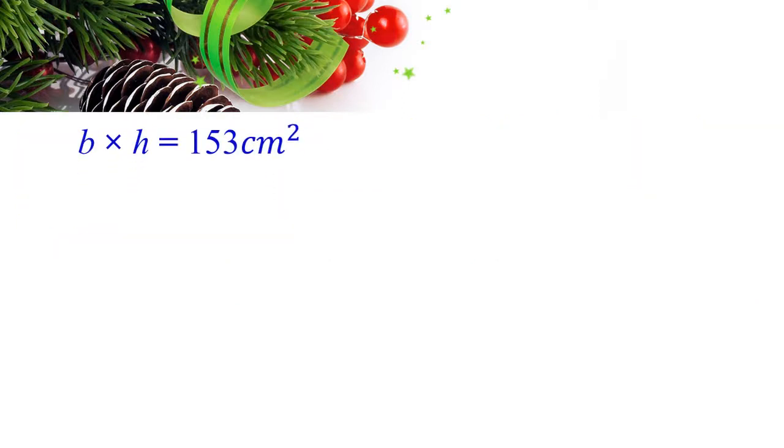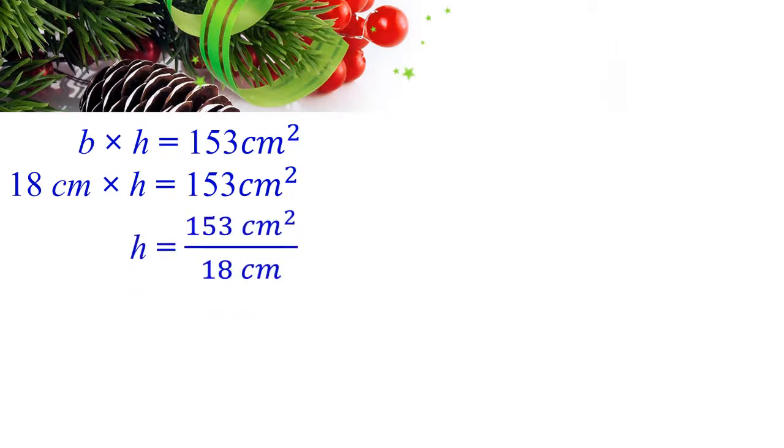Base into height equal to 153 centimeter square. Base is already given. Substitute the value 18 centimeter into h equal to 153 centimeter square. Now we have to find the height. So 18 centimeter, that one transposing to RHS. It gives h equal to 153 centimeter square divided by 18 centimeter.